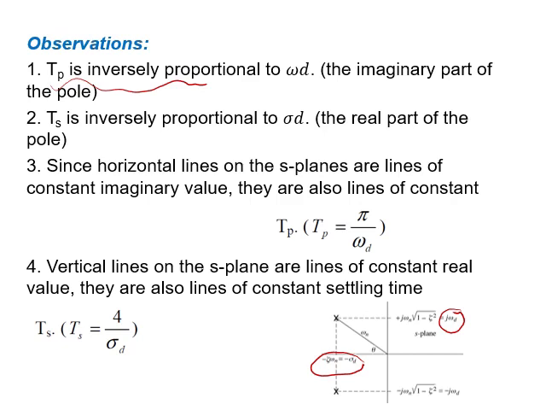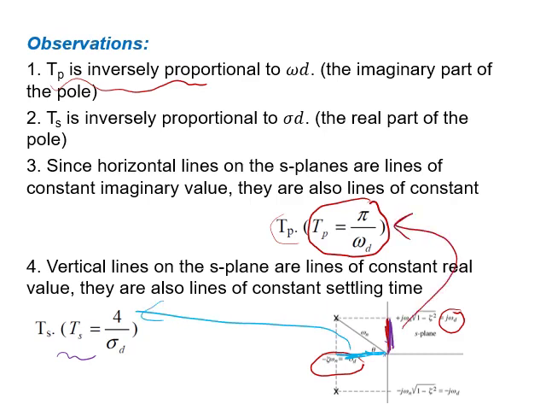The other thing he said here is that since horizontal lines on the S-plane are lines of constant imaginary value, they are also lines of constant Tp. So we will consider that Tp is affected by the imaginary part. That's what he wanted to say. And similarly, Ts is affected by the real quantity, as he mentioned here. And Tp is affected by the imaginary value.